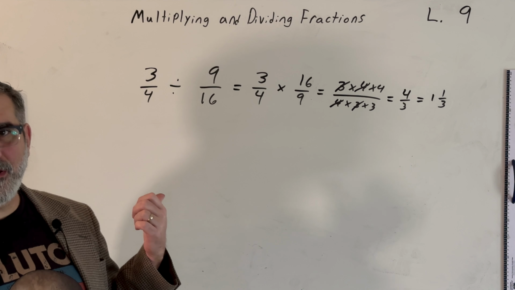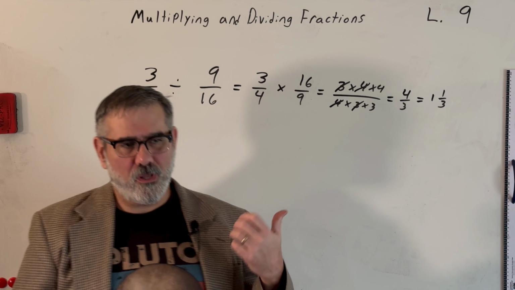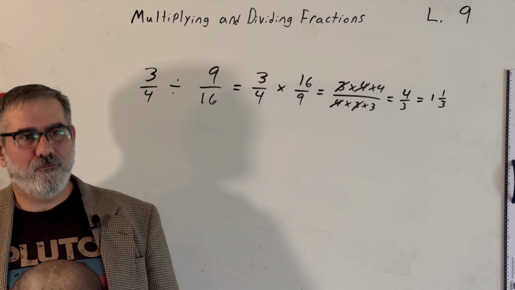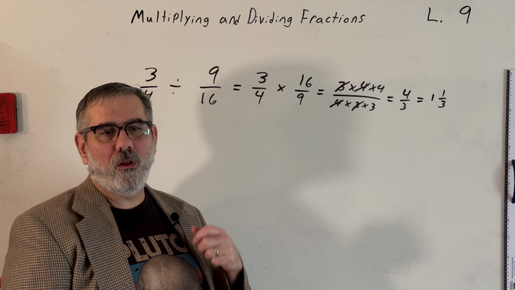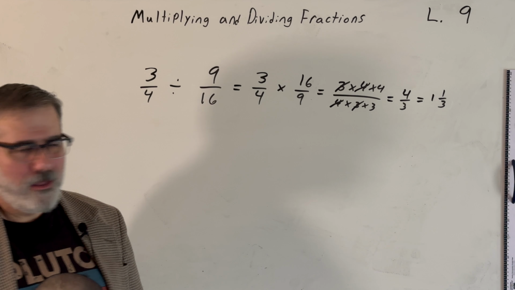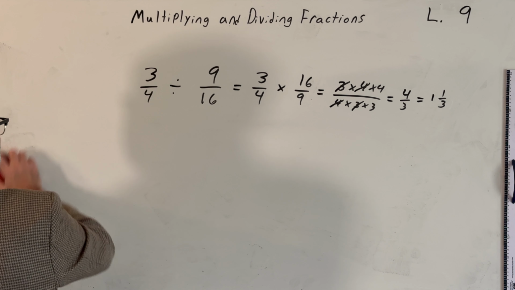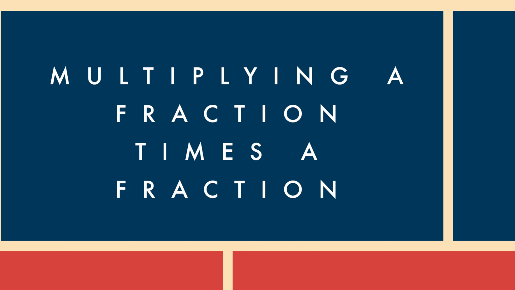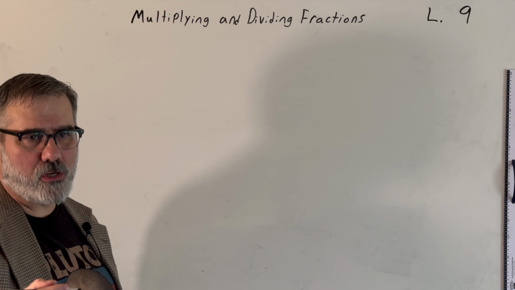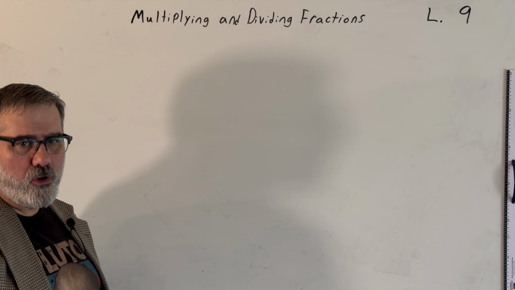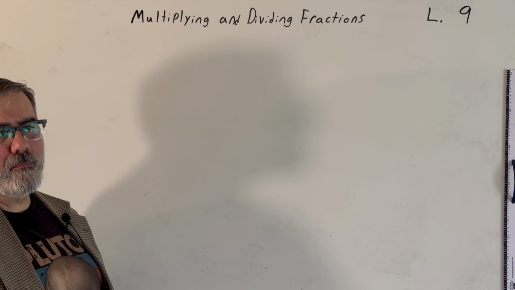In order to figure out how to divide fractions by whole numbers, we first discovered how to divide fractions by other fractions. And since we turn it into multiplication, it seems like we already know how to multiply a fraction times another fraction. So what is the rule? Let me just kind of formally state it. If we're going to multiply a fraction times another fraction, the rule is simple. Multiply the numerators and multiply the denominators.